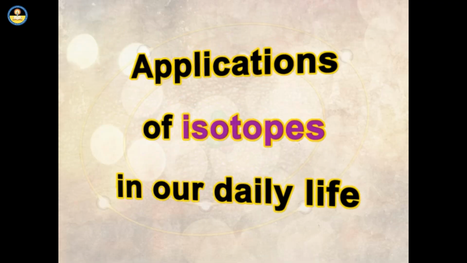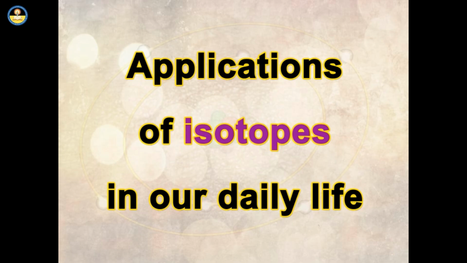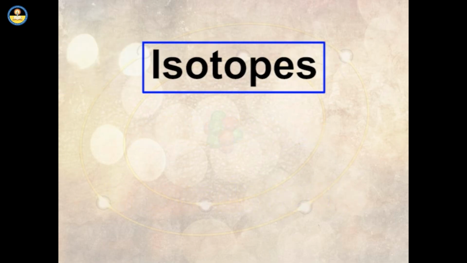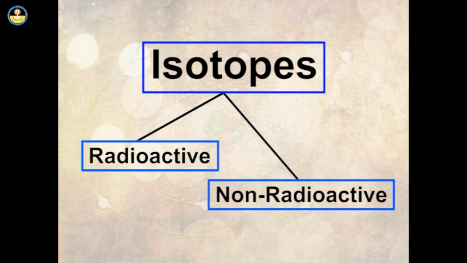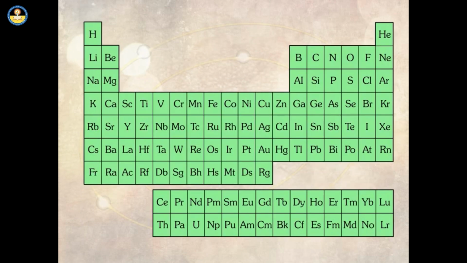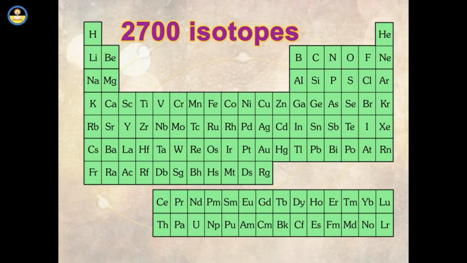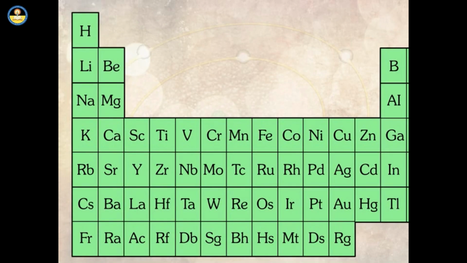Let us now learn about the applications of isotopes in our daily life. There are 2 types of isotopes, radioactive and non-radioactive isotopes. There are about 2700 isotopes of various elements. All of them are not stable. Let us take an example.